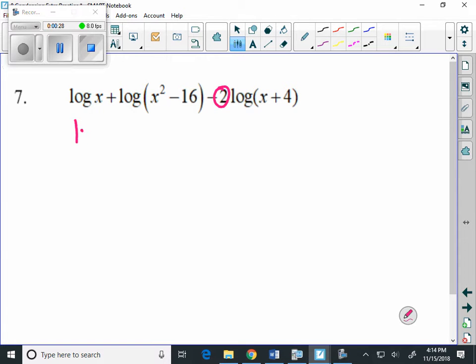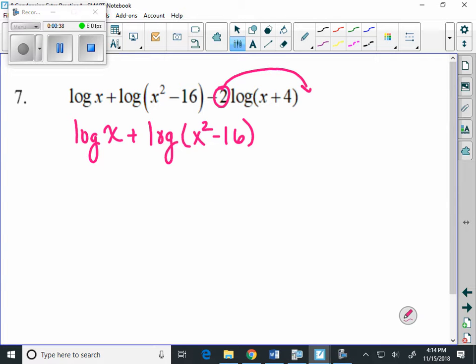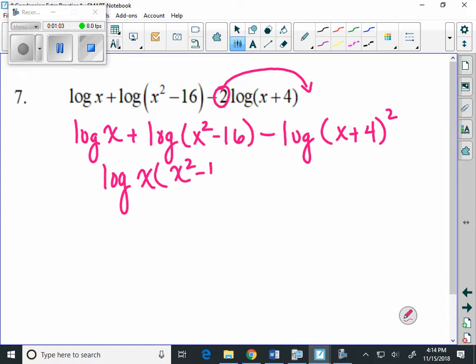So I'm going to leave log of x alone, plus log of x squared minus 16. I'm going to take this 2 and make it an exponent. So it's minus log of x plus 4 squared. As I go back to the beginning of the problem, I see that there's a plus, so we're going to use the product property of logarithms. And we're going to condense this by multiplying x times x squared minus 16.